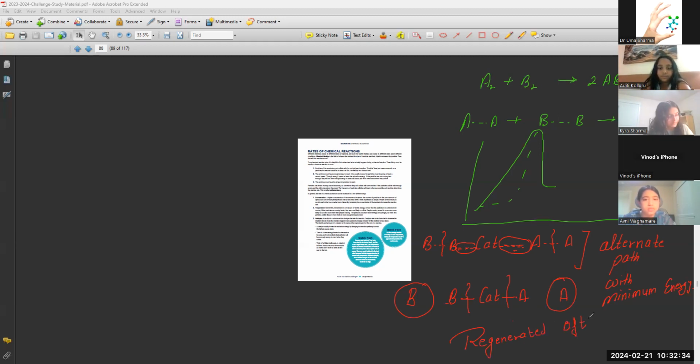You cannot say it's not participating. Some teachers use this phrase: oh, the catalyst doesn't participate in the reaction. No, no, very much it's participating. It's changing the entire mechanism, the entire path of the reaction. But after the reaction, it is regenerated. Is it okay? After the reaction, the catalyst is regenerated.